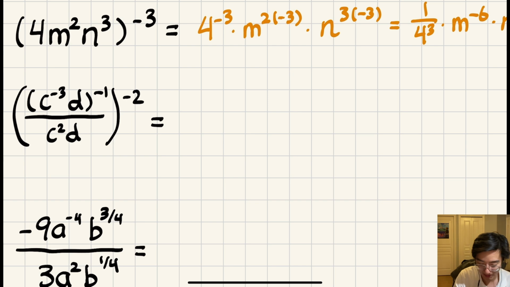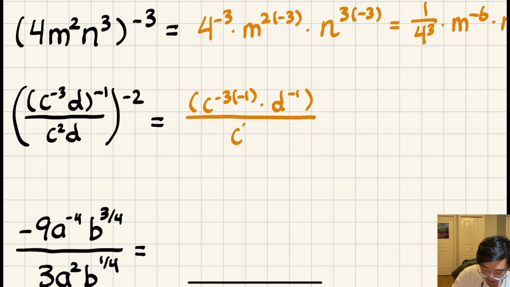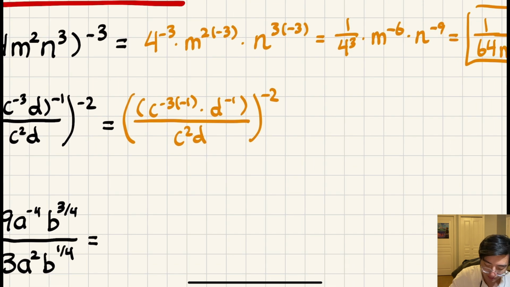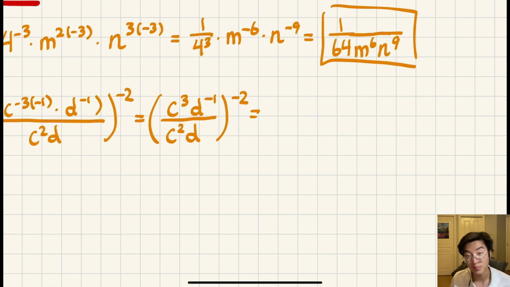Okay, so next problem now. Let's figure out this numerator first, right? Let's get rid of the exponent inside first. So we have c to the power of 3 times negative 1 times d to the power of negative 1 over c squared over d, all of that to the power of negative 2. So all we have left is c to the power of positive 3, d to the negative 1, and then c squared d. And from here, we do use our fractions exponent law, right?